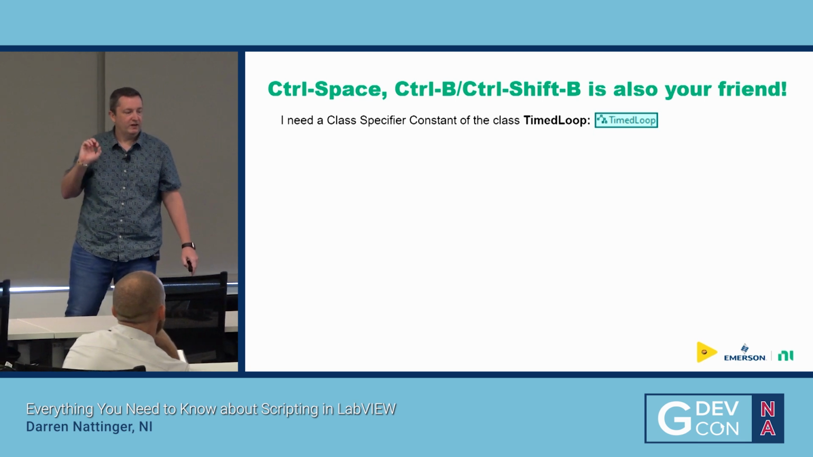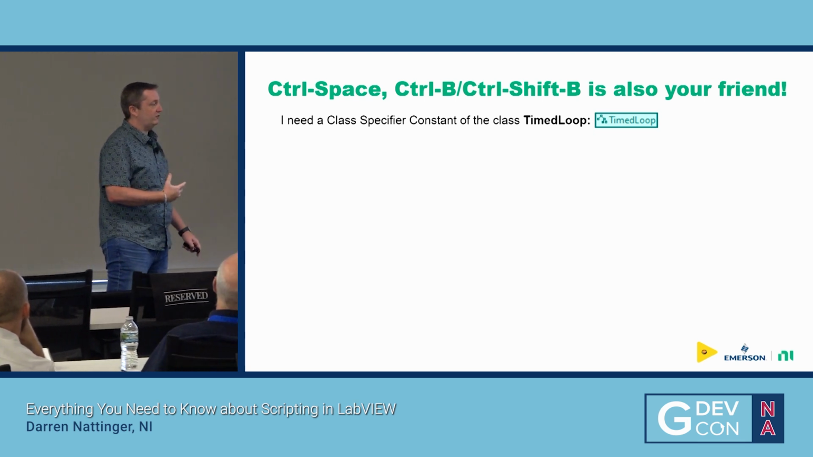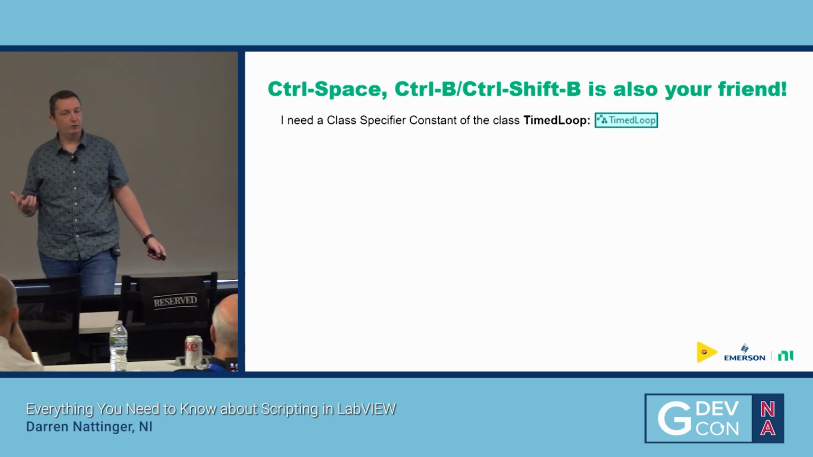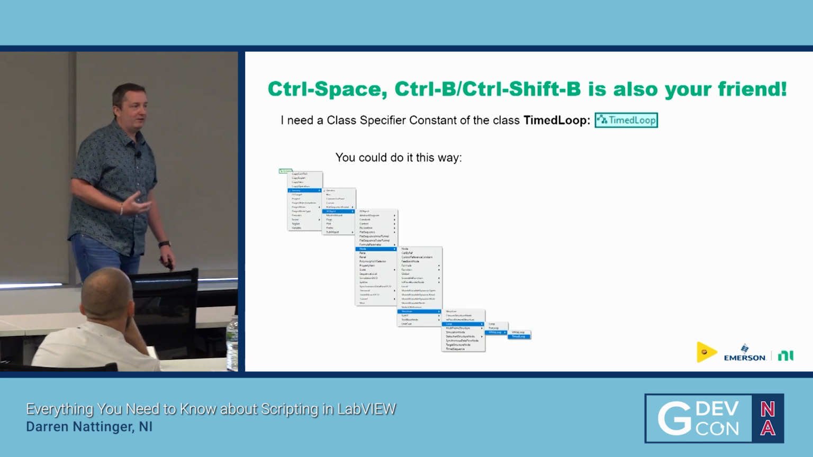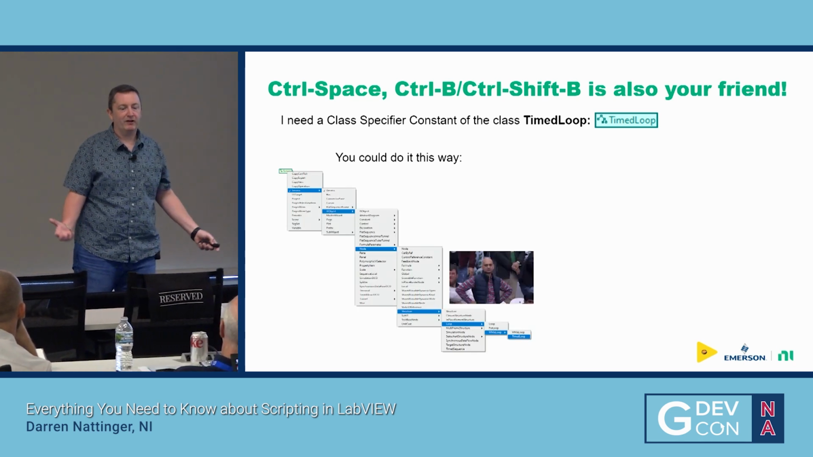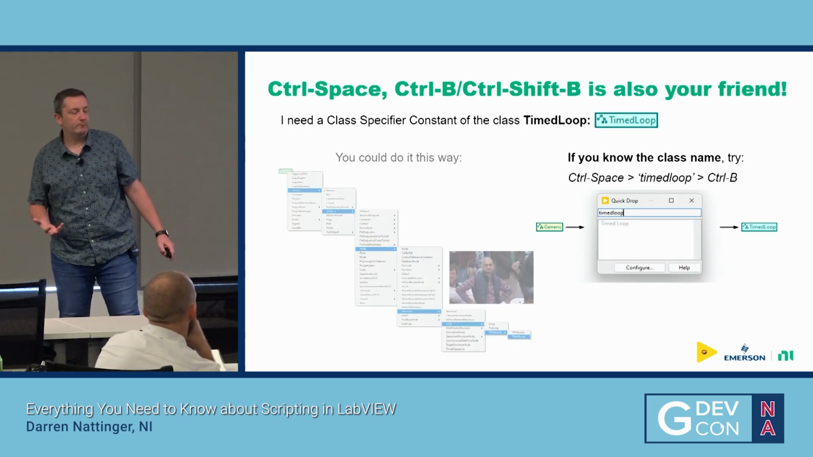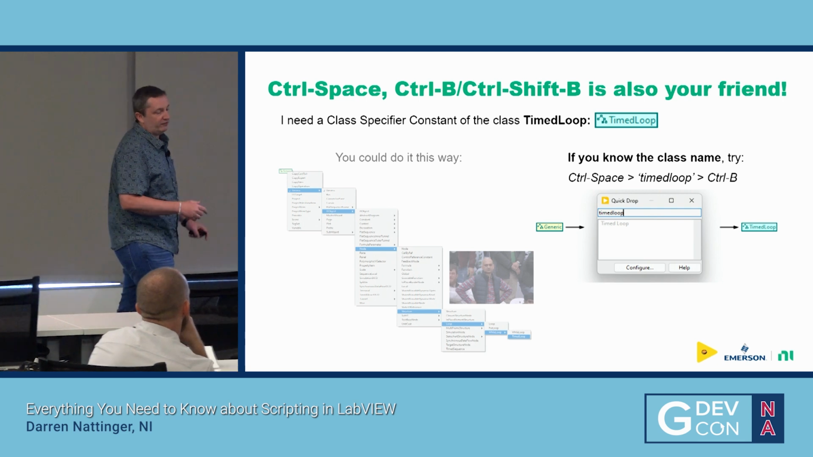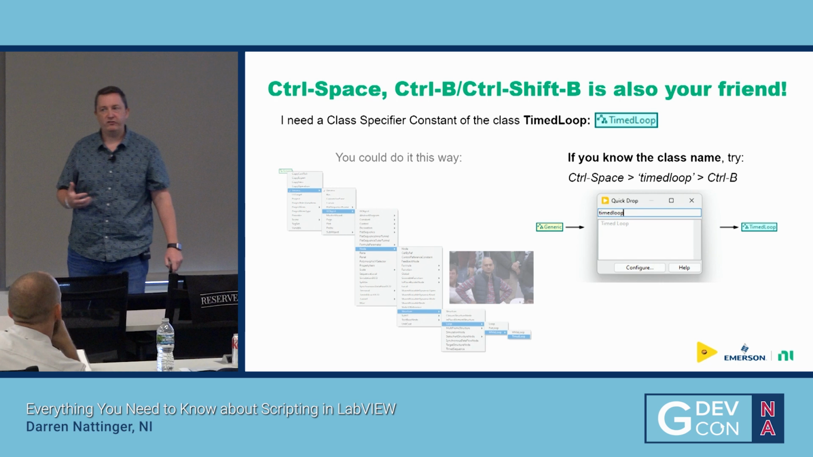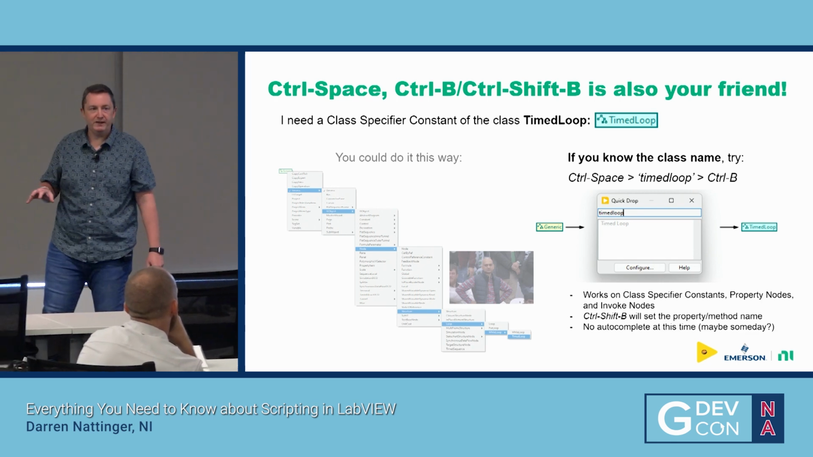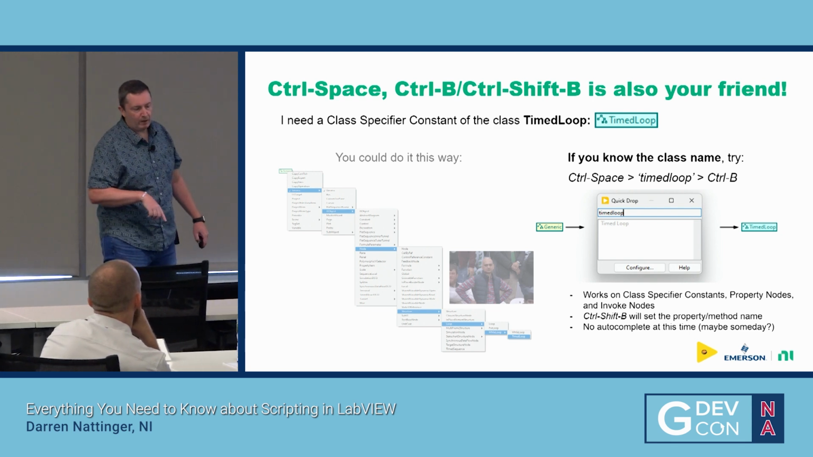You know what else is your friend? Control-space, Control-B. Let's say you have a class specifier constant. You want to change it to the timed loop class because you want to do some timed loop scripting. So what do you do? You drop a class specifier constant, you right-click on it, and now you're in the right-click menu hell, and you're like, dude, LabVIEW, come on. Why do I have to do this every single time? So instead, use quick drop. Select the class specifier constant, type in the class name, timed loop, press Control-B. It will automatically change the name. This does not have autocomplete. I would like for it to have autocomplete someday. Right now, you kind of have to know the exact name that you want to type in.